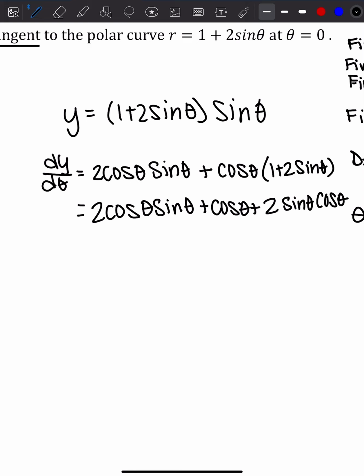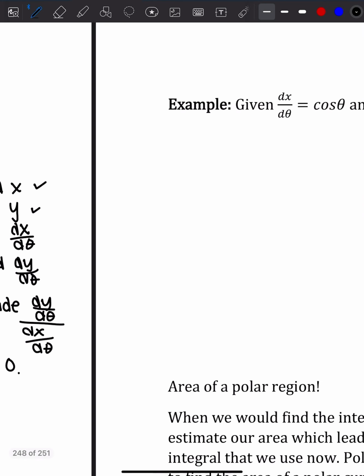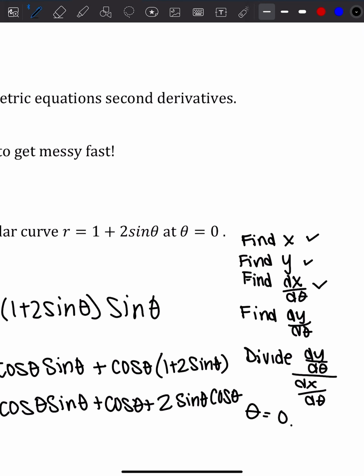Okay, so I now have dy over d theta. I have dx over d theta. We need to divide dy over dx.